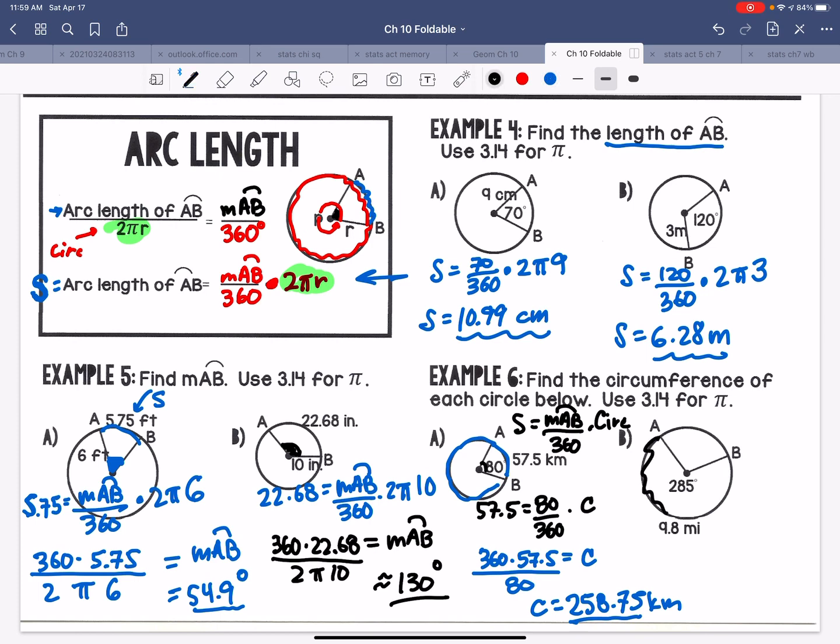Okay, this is saying this arc length is 9.8 and our central angle is that. Can we solve? We can say yes. The arc length, 9.8, is equal to this angle, 285 over 360 times your circumference. So you can multiply 360 on both sides, then divide by 285 and get your circumference. 360, 9.8, 285.